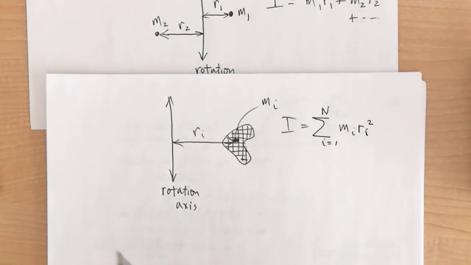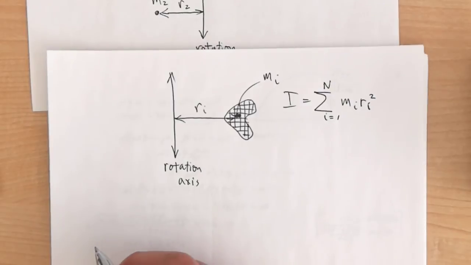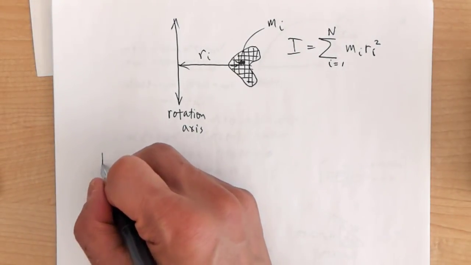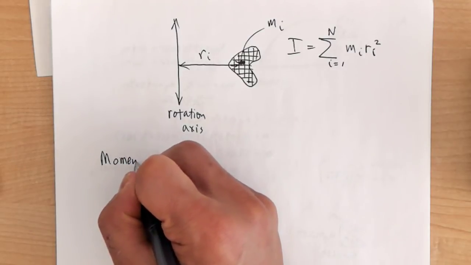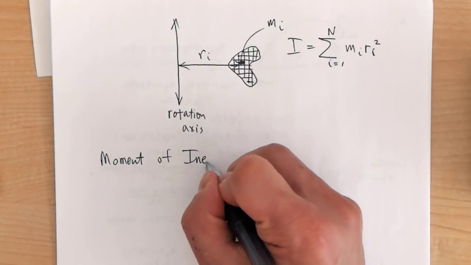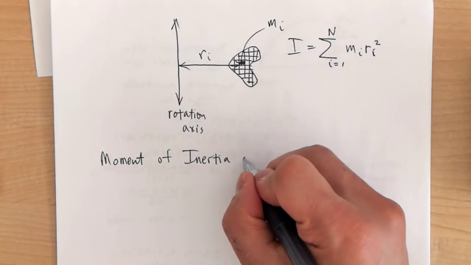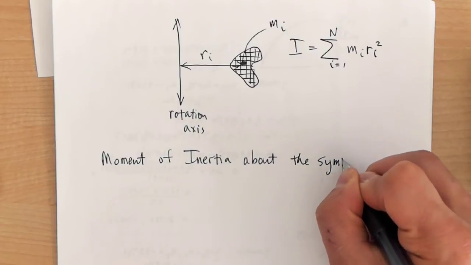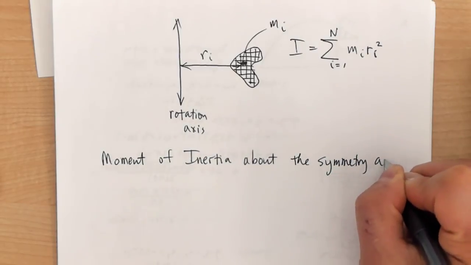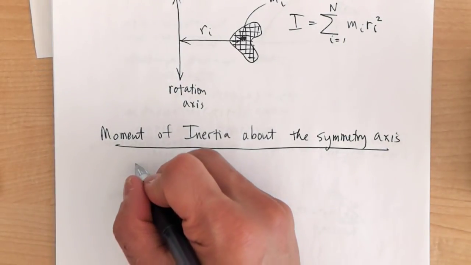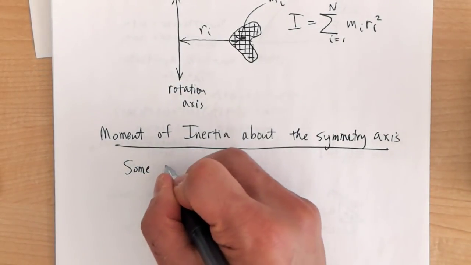Now, it's convenient, though, to give some formulas for the moment of inertia for certain objects about their symmetry axis, so for some useful objects. So the moment of inertia about the symmetry axis for a couple simple examples that are widely used. So here are some useful formulas.